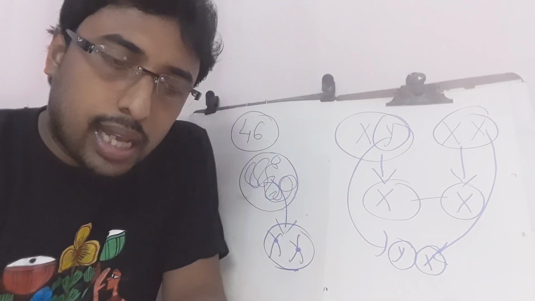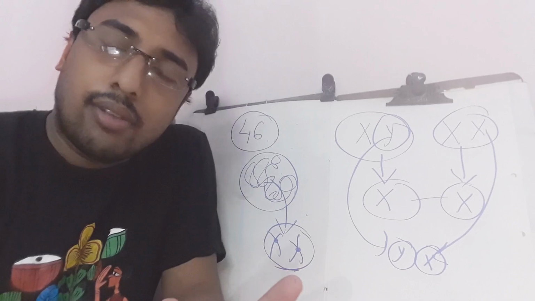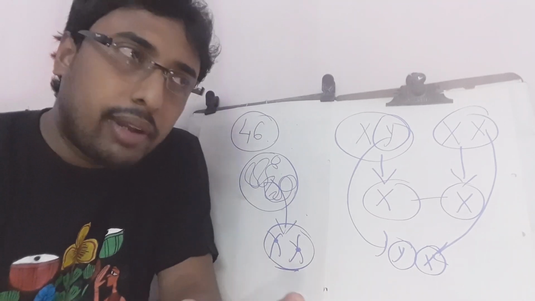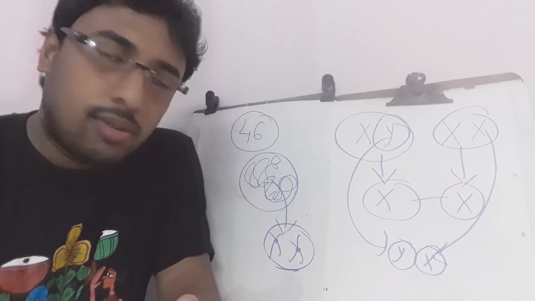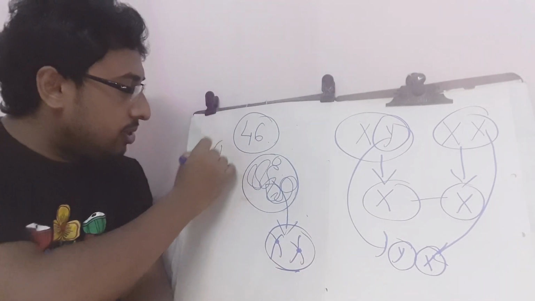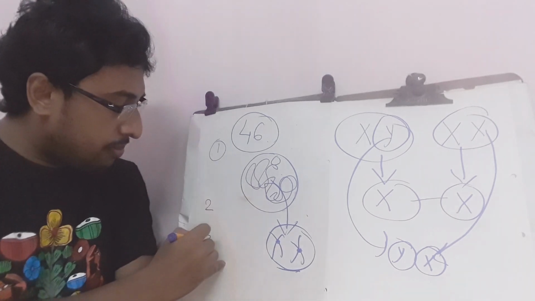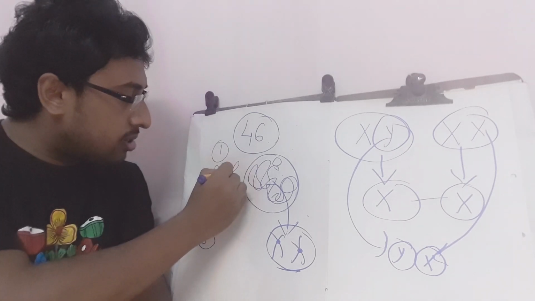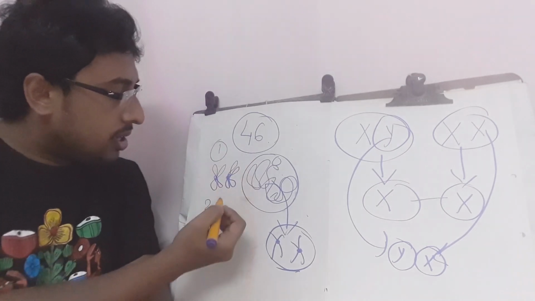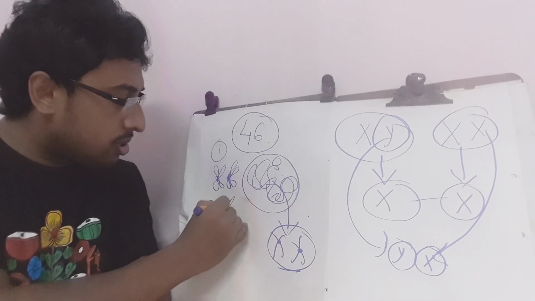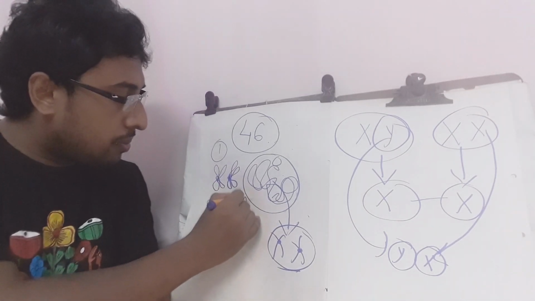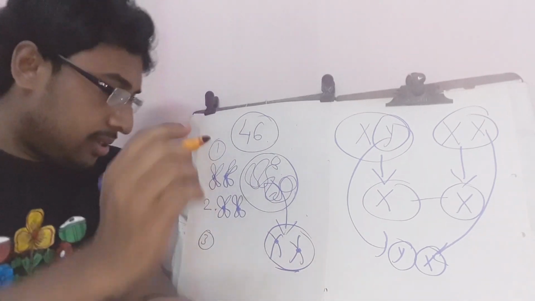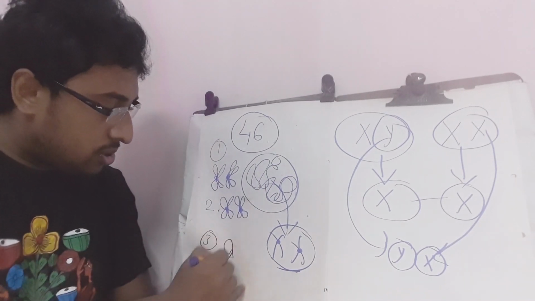Similarly, as there are 46 chromosomes, these are 23 pairs of chromosomes. If you think of the first pair, second pair, third pair, the pairs look like this. In the first pair, there are 2 chromosomes. Similarly, in the second pair, there are 2 chromosomes. So in each pair there are 2 chromosomes.